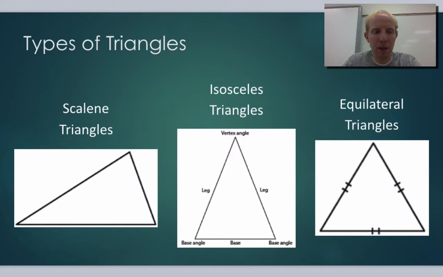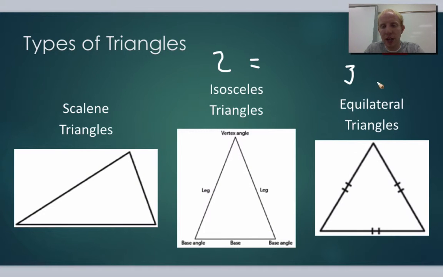Let's write that down so we can remember. An isosceles triangle means we have two sides that are equal. In an equilateral triangle, every single side is the same. So this side is equal to that side, equal to that side, so we have three sides that are equal. And in a scalene triangle, we don't have any sides that are equal. That's how we identify triangles based on their side lengths: scalene has no equal side lengths, isosceles triangles have two, and equilateral triangles have three. That's how we identify and classify these different types of triangles.